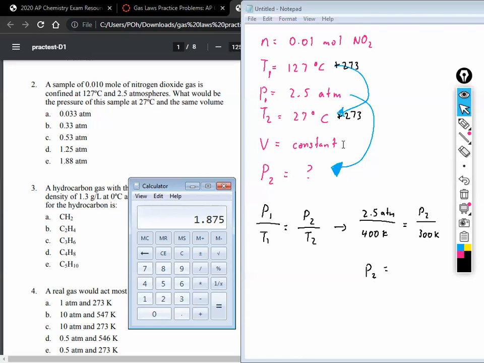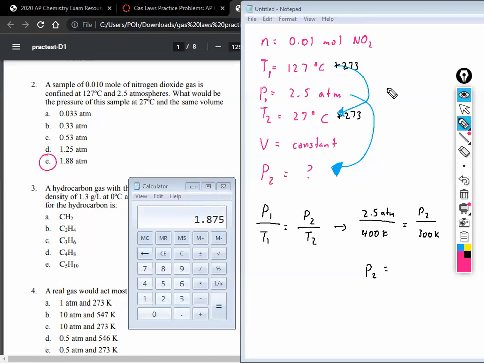All right, so hopefully you guys were able to calculate that out. You just do 2.5 divided by 400 times 300, and that should give you 1.875. So the correct answer to this problem will be E, 1.88. That's the closest. Any questions?